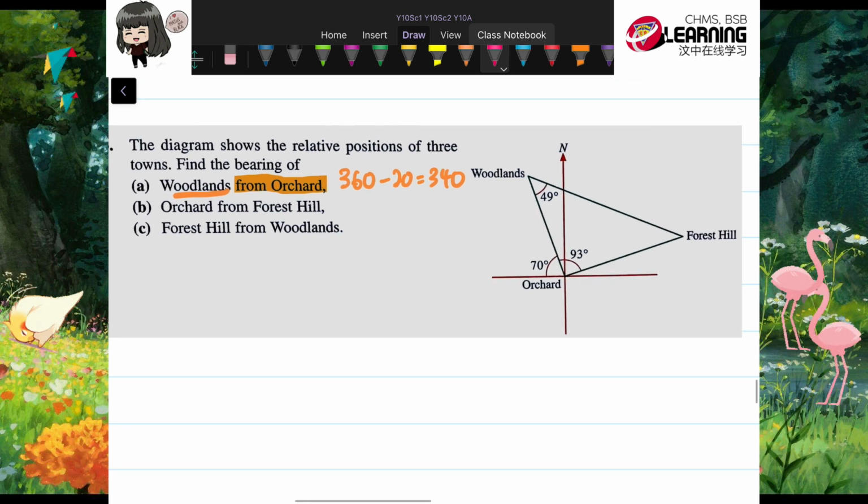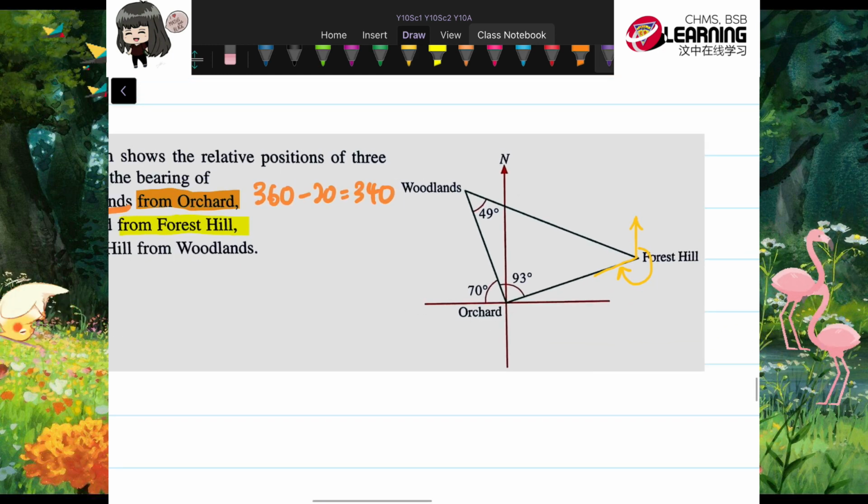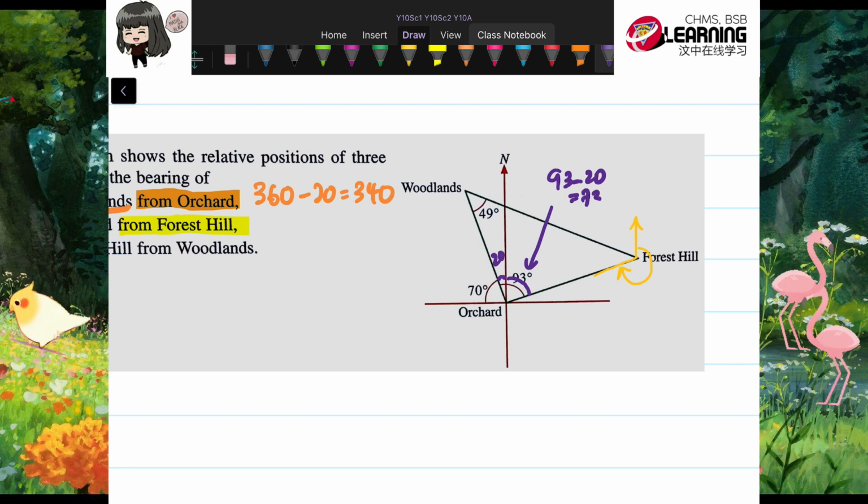Let's look at part B. From Forest Hill. So from Forest Hill, I form a north and it's Orchard. So Forest Hill, Orchard, the angle is like this. This is the bearing that you need to find. So go back to this again. We have this part here is 20. So if this is 20, then this part over here will be 93 minus 20. So we get 73.